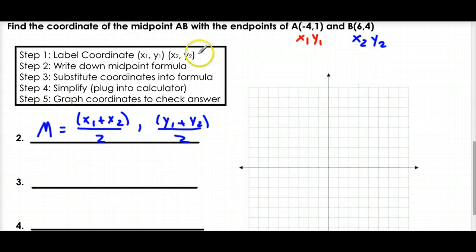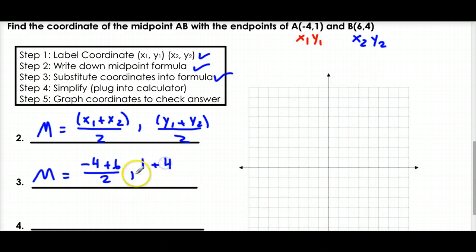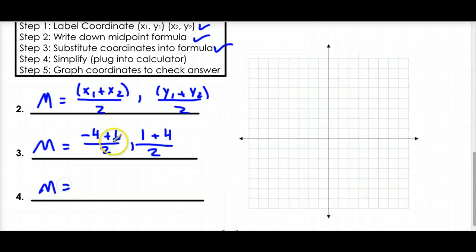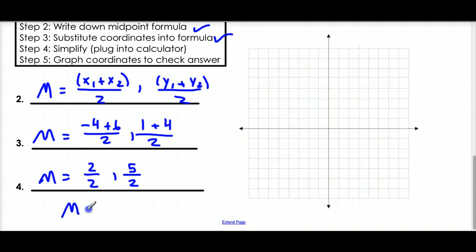We now plug into our formula, okay? We're going to substitute coordinates into our formula. So M is going to equal negative 4 plus 6 over 2, comma, 1 plus 4 over 2. All right. Negative 4 plus 6 is 2 over 2. And 1 plus 4 over 2 is 5 over 2. When we figure out what this is, we get M equals (1, ...). Our midpoint equals 1, and 5 divided by 2, yeah, it's a decimal. It's 2.5. And that is the midpoint.